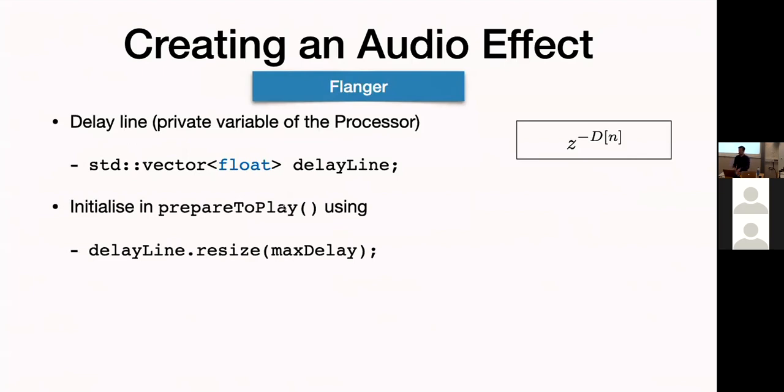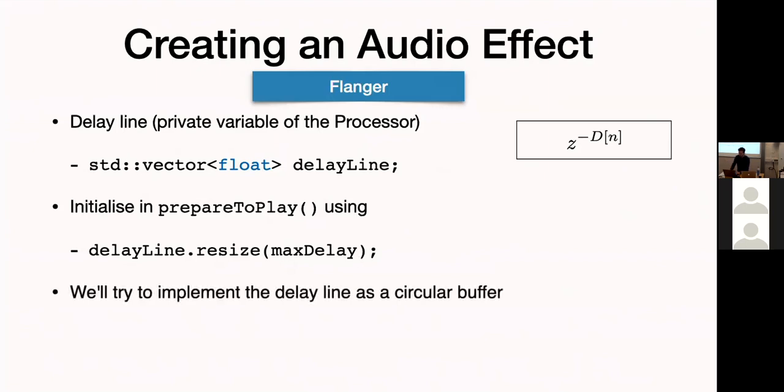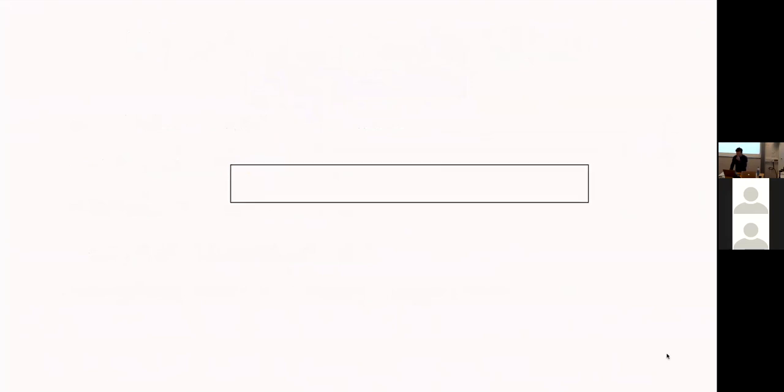So we need to resize it, we need to specify a maximum number that we want to delay our signal. So say 1,000 samples or something. So we resize this vector in prepare to play to be the maximum number of samples we want to look back. And then the best way to implement this is to use a circular buffer. And I know that we talked about that with you guys, but I quickly want to go through what the difference is between a regular buffer and a circular buffer.